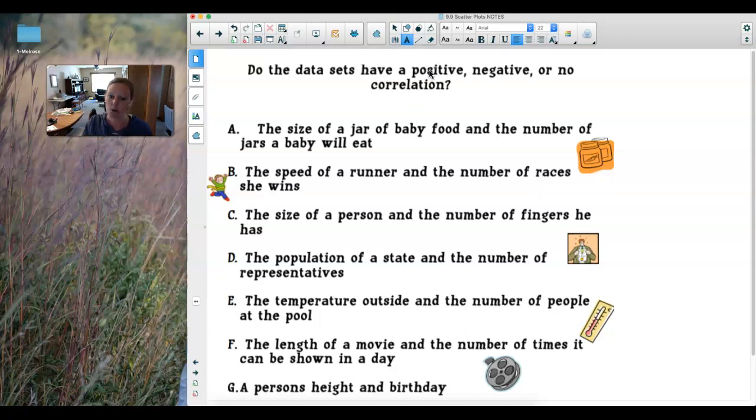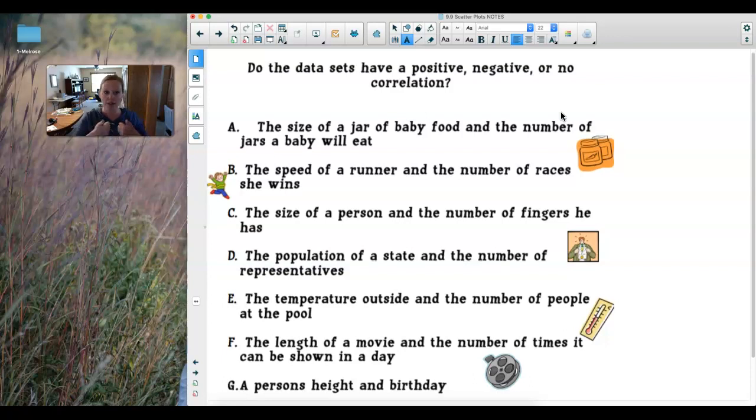So let's try a few of these and see if we can figure out the answers. We just want to be able to say positive, negative, or no correlation. And this is what you're going to have to do on your homework tonight also. So you're going to read a statement and then tell what the correlation is. I find it very helpful to do the thumbs up, thumbs down type thing. So if you're watching me on the video, you're going to see me do that.